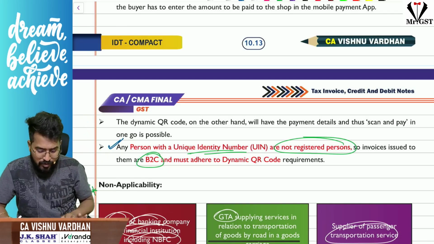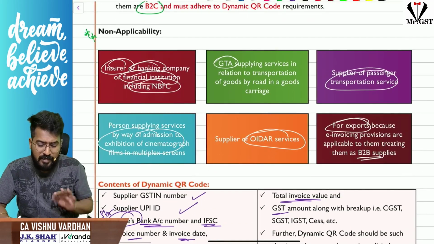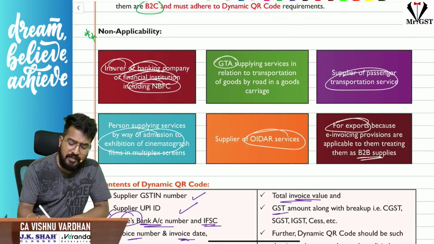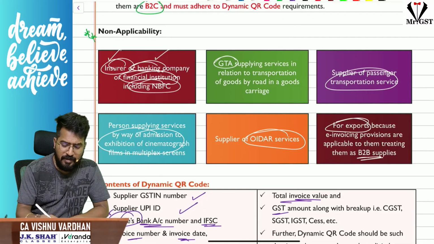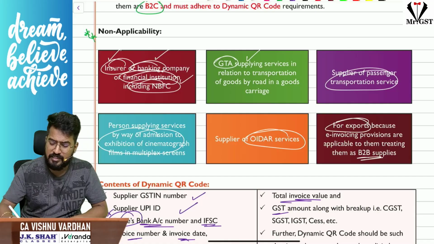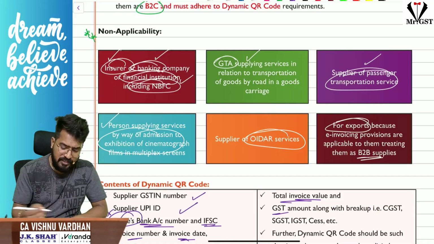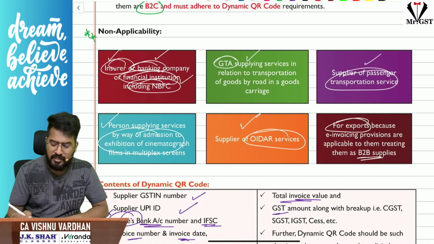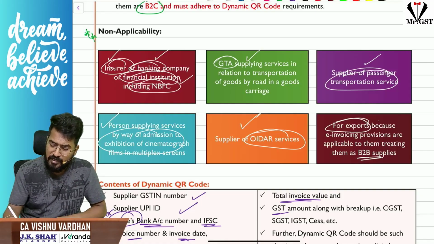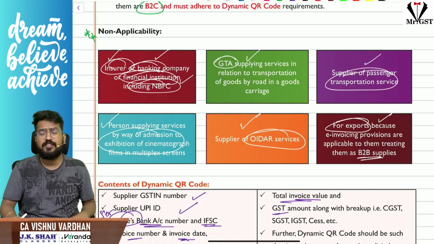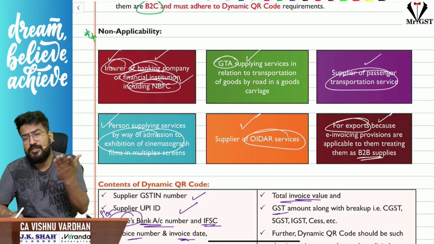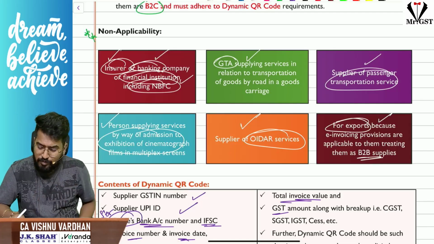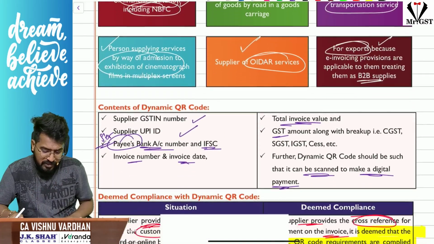So that is the concept. Now the interesting part, sir: dynamic QR code is not applicable for whom? Dynamic QR code is not applicable for insurance companies, banking companies, financial institutions, NBFCs and GTAs, passenger transportation services, cinematographic multiplex screens, suppliers of OIDAR services, and for exports, because you know exports are treated as B2B supplies. Dynamic QR code is only for B2C. So for exports also, these dynamic QR code provisions are not applicable.